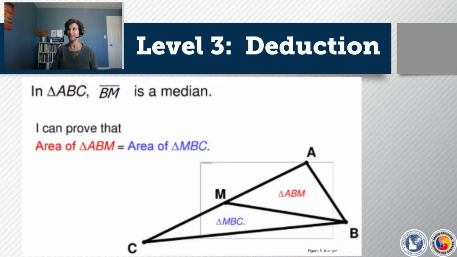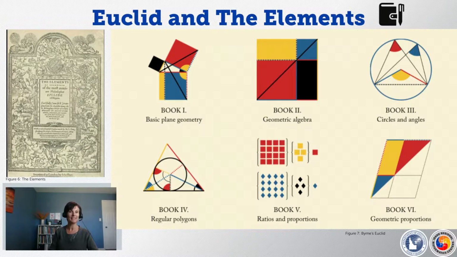For example, in triangle ABC, line segment BM is a median. And with that, I can prove that the area of triangle ABM is equal to the area of triangle MBC. These postulates and theorems relate directly to the work of Euclid around 300 BC and his 5 postulates that are assumptions about lines, angles, and other geometric concepts.